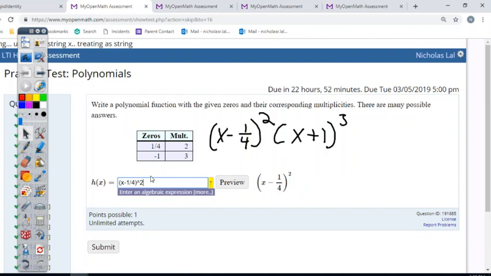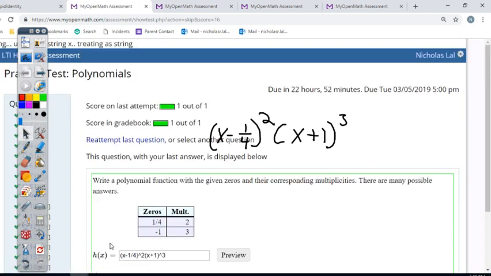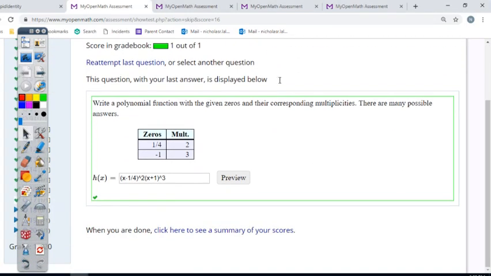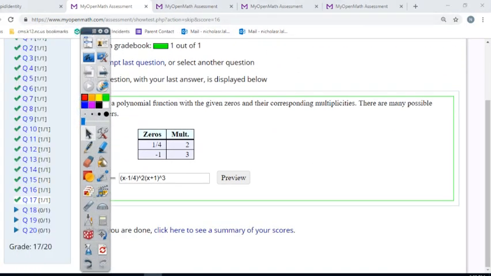times x plus 1 cubed. Submit. 4 out of 4, or sorry, not 4 out of 4. All the answers are correct. Let's move on to question 18.